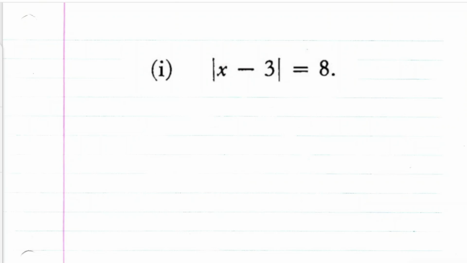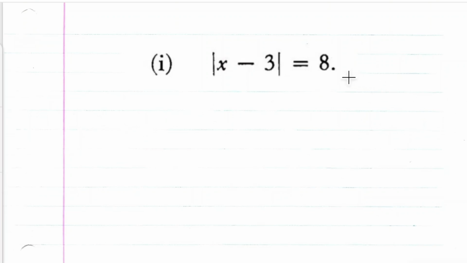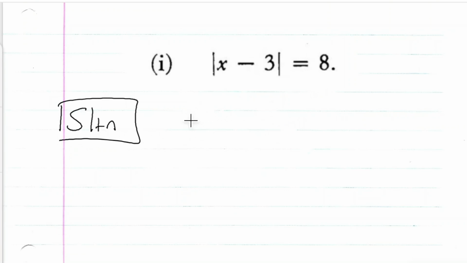Today we're going to be doing an absolute value problem. So we're going to find all the x that satisfy this equation: the absolute value of x minus 3 is equal to 8. In order to do this problem, we need to first define what the absolute value is.